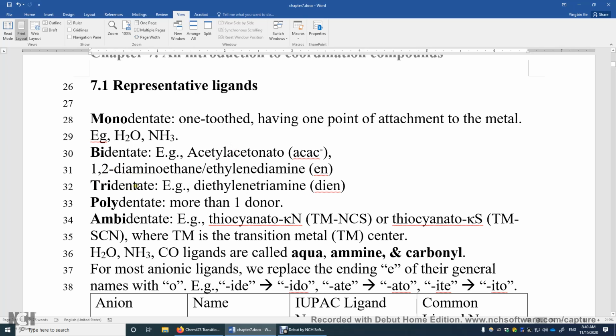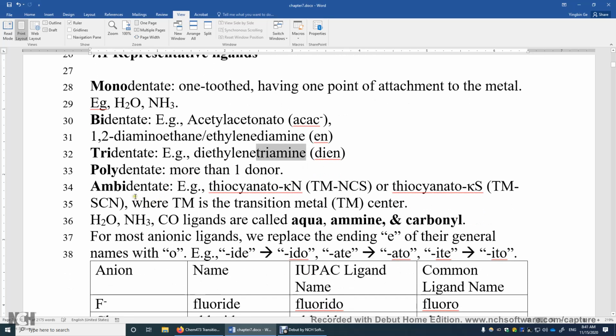Now we have tridentate, diethylenetriamine. So I will show you the structure of this ligand. But when you see triamine, you know there are 3 nitrogen atoms in this ligand. Each of these 3 nitrogen atoms can form a bond with the same transition metal center. So therefore, this is tridentate. So if you have bidentate, tridentate, tetradentate, etc., overall we can call them polydentate. That means more than 1 electron donor to the transition metal center.